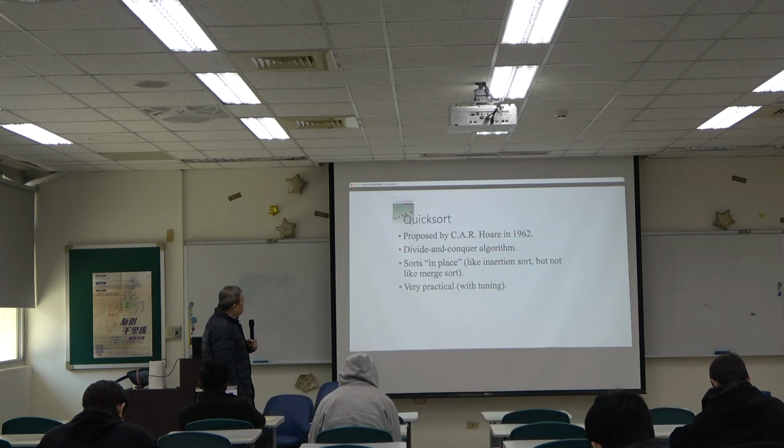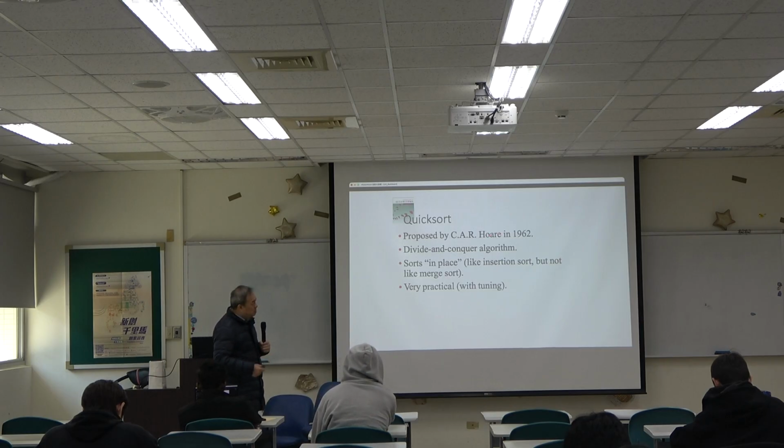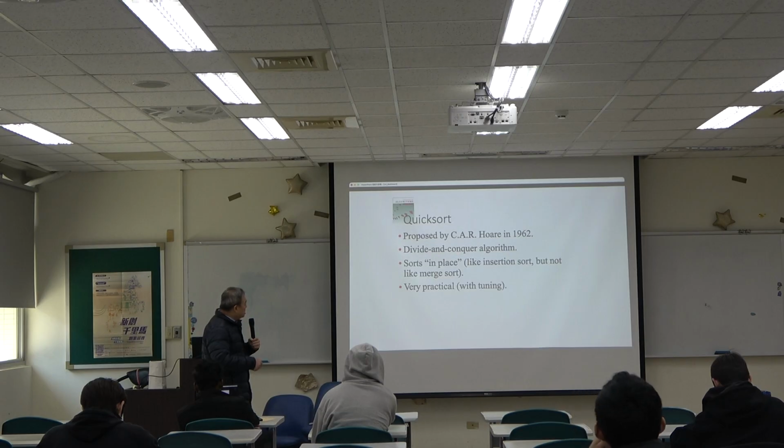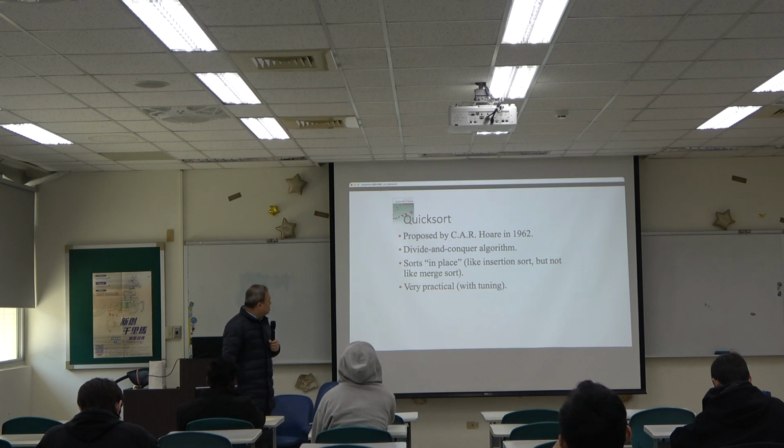So this algorithm was proposed by this guy, C.R. Hoare, in 1962, a little bit more than half a century ago. But this is a famous divide and conquer sorting algorithm. So far, the sorting algorithm that falls into divide and conquer is obviously the merge sort, which is one of the examples. But the quicksort is an even more interesting one.